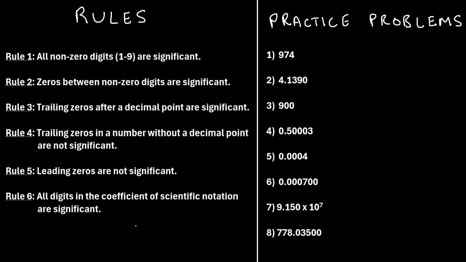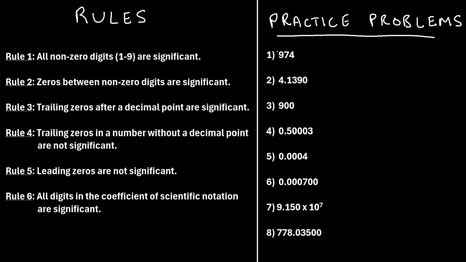So if you'll recall, scientific notation is of this form, where you have, let's say, some number a times 10 to the power of, say, some number b. This a right here is the coefficient of the scientific notation. And all of the digits in the coefficient are significant. So keep that in mind. So those are the 6 rules that you need to know. Now let's check out a few practice problems and see how we can apply these rules.